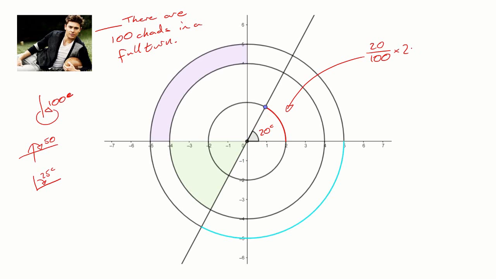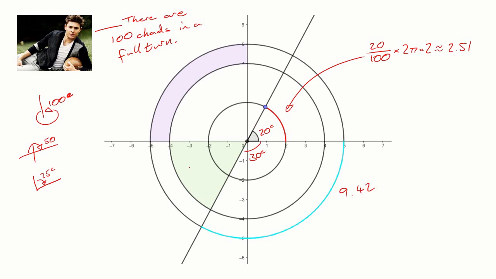The formula for the circumference of a circle is exactly the same. It's always 2 pi r, and the area is always pi r squared. So this bit here is 20/100 times 2 times pi times the radius, and it turns out to be, to 2 decimal places, 2.51. The blue one is at an angle of 30 chads, and that one turns out to be 9.42.